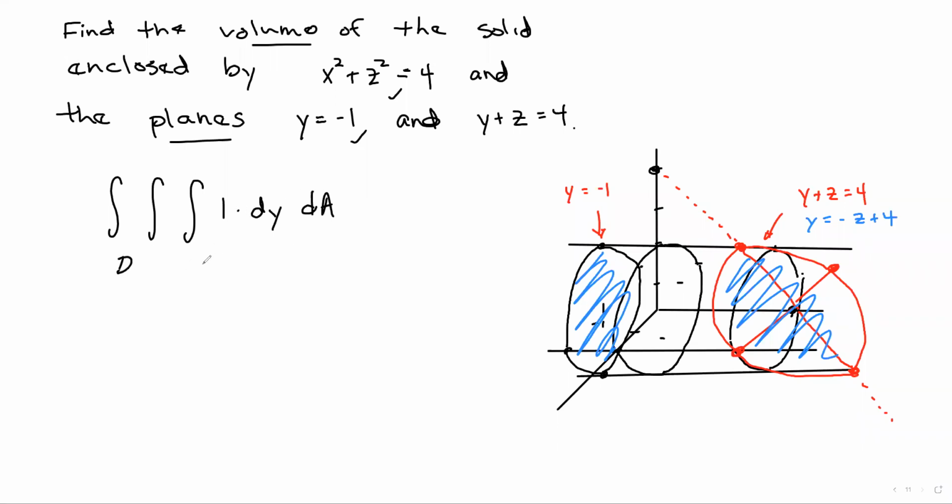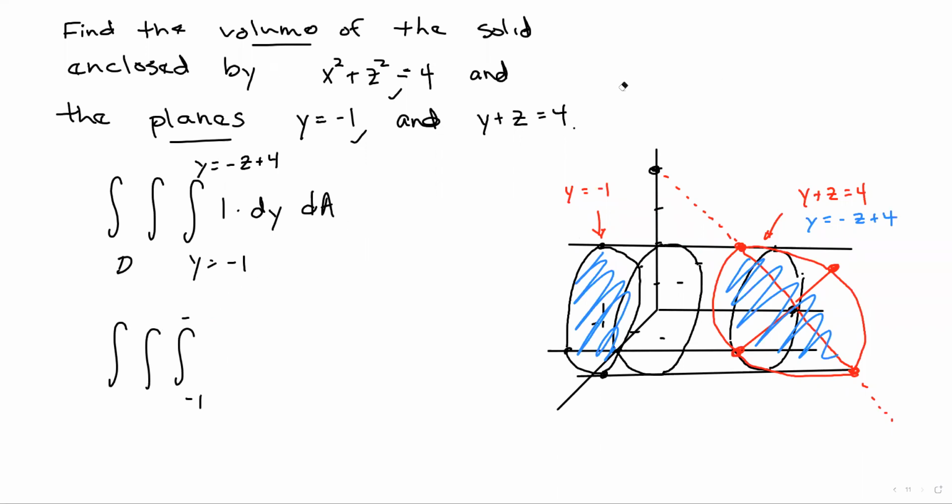And then so our first one here is going to be y equals, and we want to go, the bottom is the left and the top is the right. So the bottom is the left, so we're going to go from -1 to -z plus 4. All right, and that gives us our first integration.